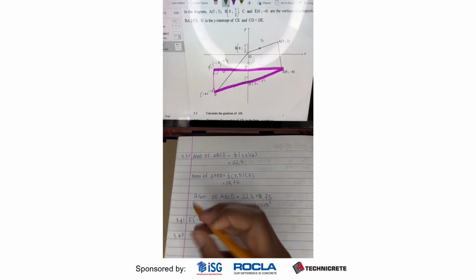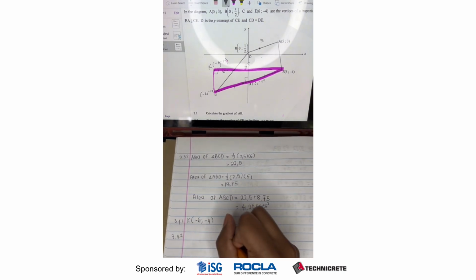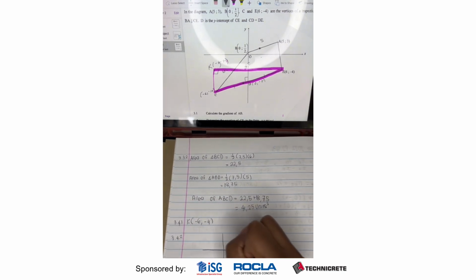So let me repeat what I just said. When we have a value on our axis, so let me draw this out.